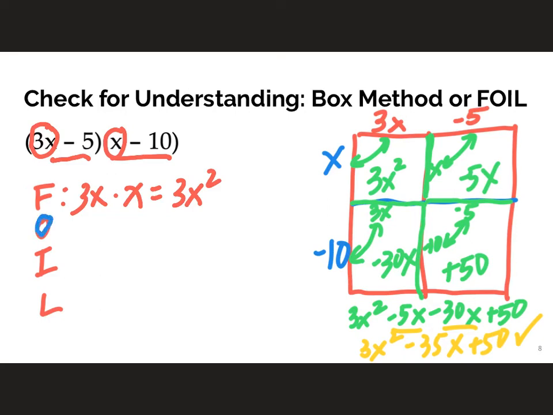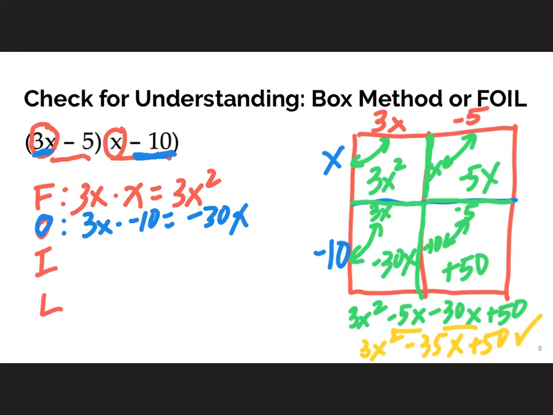Right? My O, let me change that to blue. My O stands for outer terms of my entire expression. So that means that when I look at my entire expression, 3x minus 5 times x minus 10, it's going to be my first and last term, right? So it's going to be 3x and negative 10. So I have 3x times negative 10, and that gives me negative 30x.